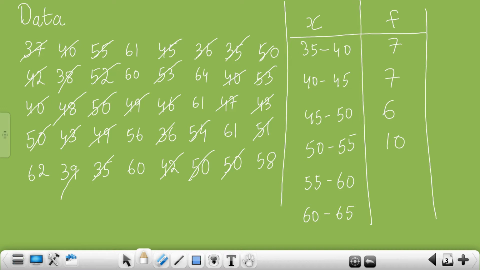Now it's 55 to 60. 1, 2, 3. It's 3 such values. And now from 60 to 65 we have 61, 1, 60 is 2, and 60 is 3. It's 4, 5, and 6. So we have 7 such values.